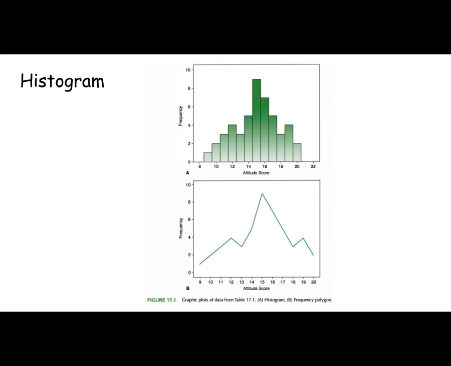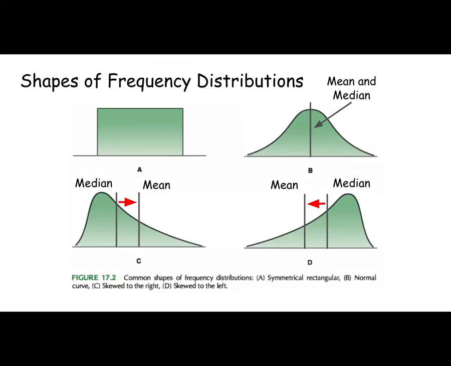This is what we tend to think of when we think of the normal distribution and the bell curve. That's really a smoothed out histogram. Along with histograms comes the concept of skew and frequency distributions. The frequency distribution we're most interested in is the normal distribution. That's the bell curve. And skew describes how the mean is affected relative to the median.